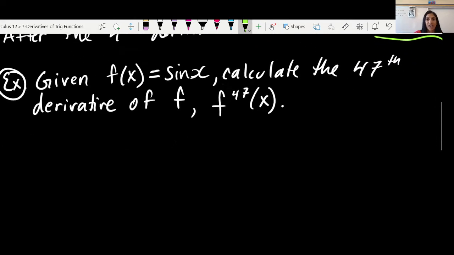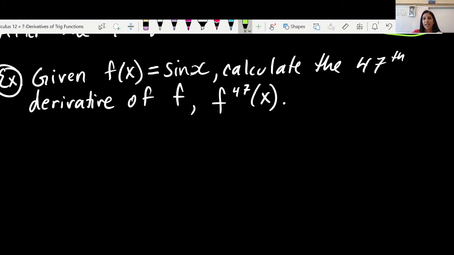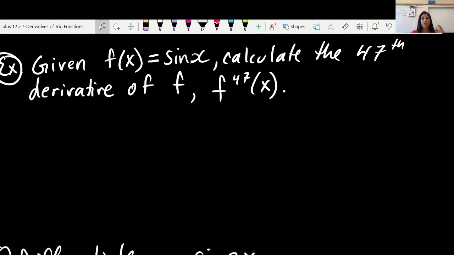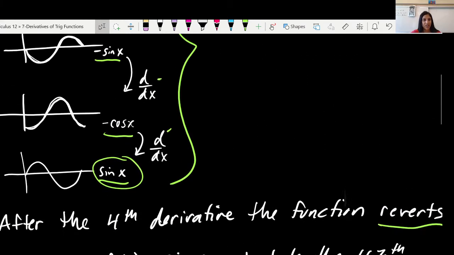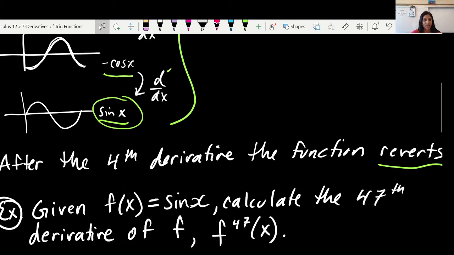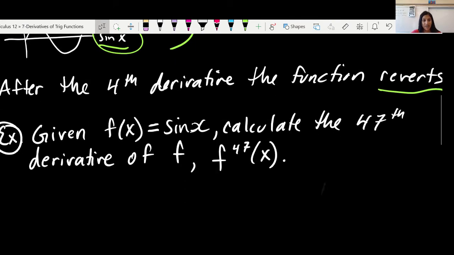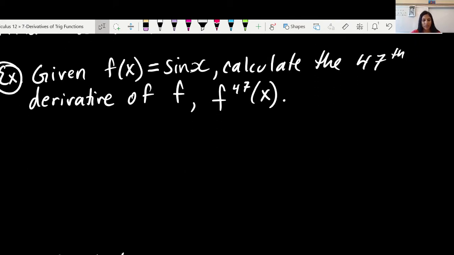It says, given f of x equals sine x, calculate the 47th derivative of f, and this is how we would write it, f 47 of x. But that looks crazy, like how would I take the 47th derivative of something? This is where the pattern of the 4 cyclical graphs is helpful because we can use that to make things a little bit easier or quicker to work with. So math is all about working with patterns, as you hear me saying often.